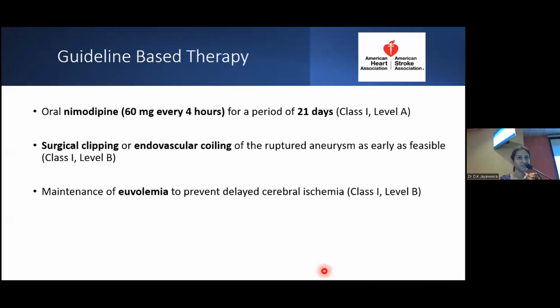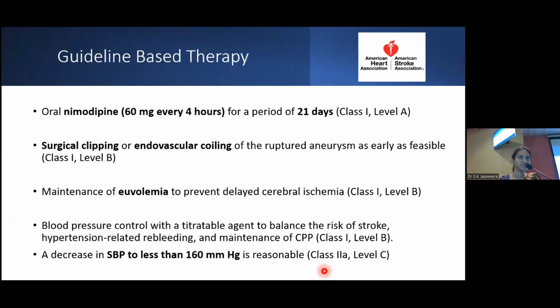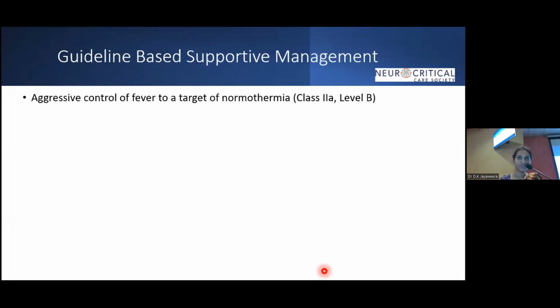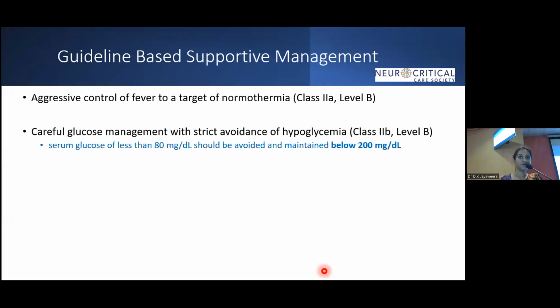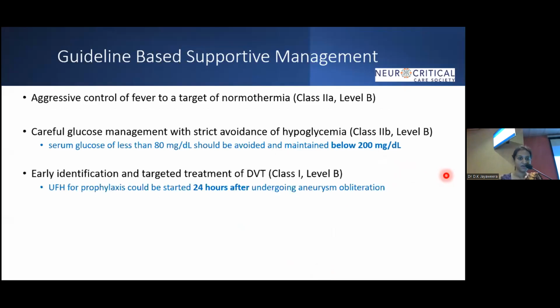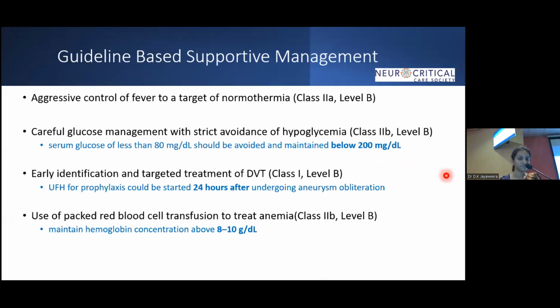And additionally, euvolemia should be maintained to maintain cerebral perfusion pressure and blood pressure control. So the target is said to be systolic less than 160. Supportive management is also important to maintain normothermia and to avoid hypoglycemia. In blue, I have given the targets mentioned in the Neurocritical Care Society guidelines, and also early identification and targeted treatment of DVT and treatment of anemia to a target around 8 to 10 grams per deciliter.